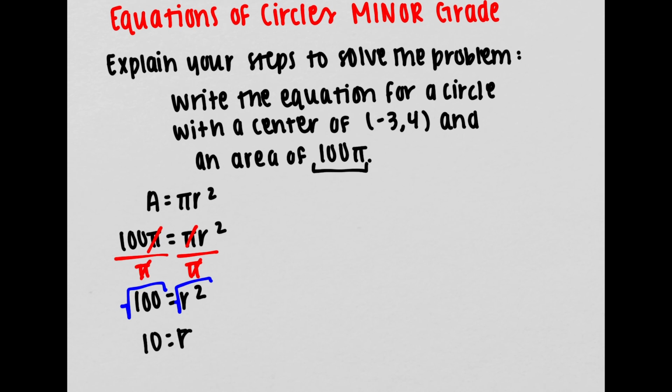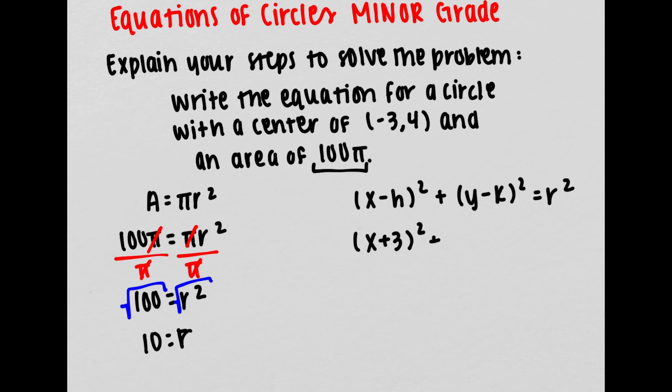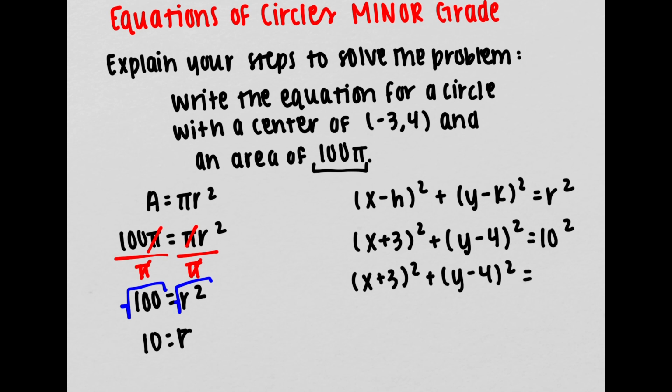I can now write my equation. So remember, you have that x minus h squared plus y minus k squared is equal to r squared. The h and the k come from my center, so I have x, and instead of -3, I have minus a -3, which turns it to +3 squared, plus y minus 4 squared is equal to r squared. And my r here is 10, so 10 squared. And my last step is to perform that squared. So instead of 10 squared, I'm going to have 100.